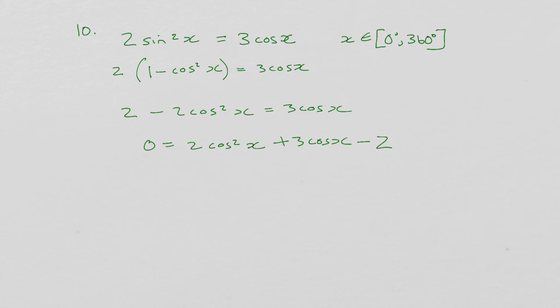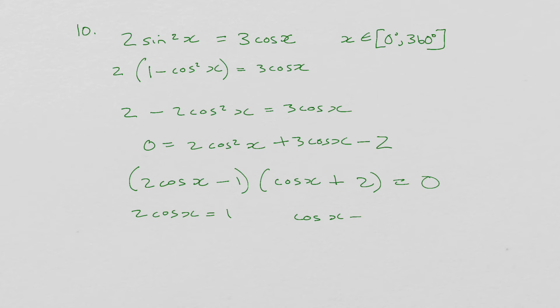You need factors of 2 and factors of negative 2 that add up to give you positive 3. Remember, you could think of this as being something like 2k squared plus 3k minus 2. So that should not be a problem to factorize. So that's 2 cosine x minus 1, and then obviously cosine x plus 2. At that stage, we can now finish this off. So I've got 2 cosine x is equal to 1, and cosine x is equal to negative 2.